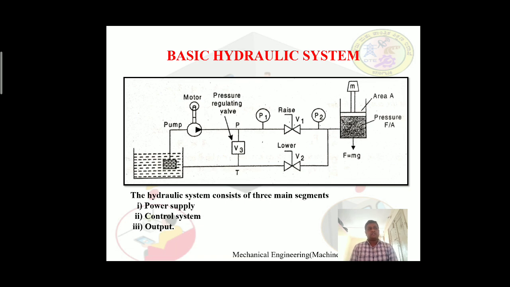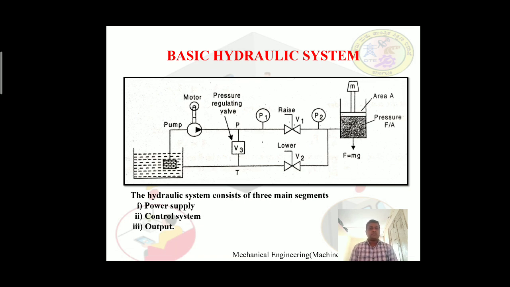The directional control valve controls the direction of actuator movement, like extension and retraction of the actuator in hydraulic cylinders. The pressure control valve controls the fluid power, which in turn controls the output forces, and the flow control valve controls the rate of flow of the fluid to regulate the speed of the actuator. These are the main functions of the control system. And the last one is the output unit.